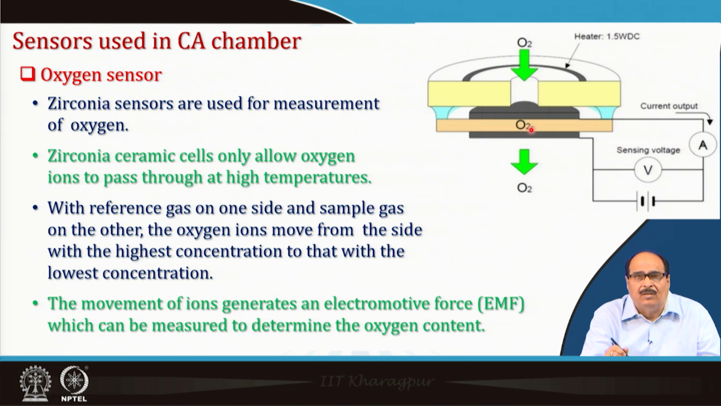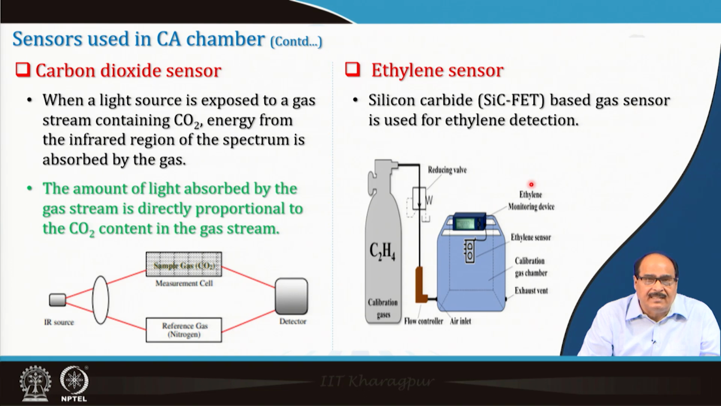In the sensor, there is reference gas on one side and the sample gas on the other side. The oxygen ions move from the side with the highest concentration to the side with the lowest concentration. The movement of ions generates an electromotive force which can be measured to determine the oxygen content. Then the carbon dioxide sensor: when a light source is exposed to a gas stream containing carbon dioxide, energy from the infrared region of the spectrum is absorbed by the gas.